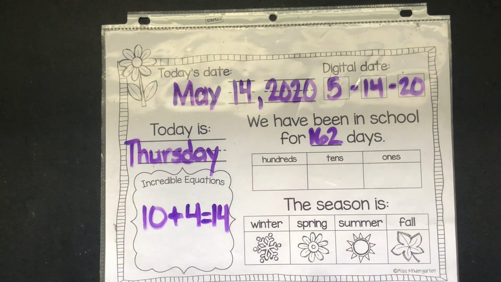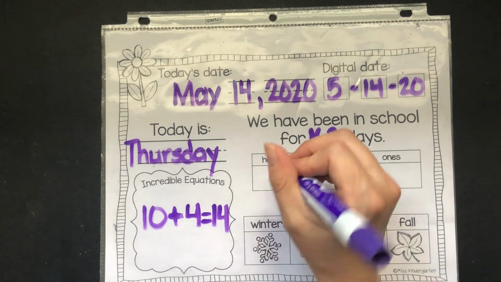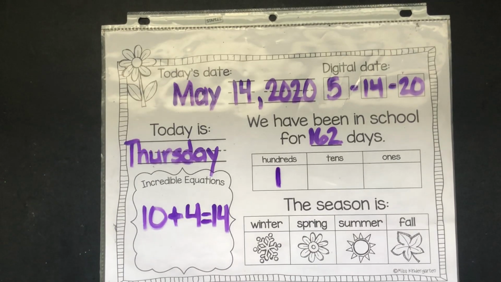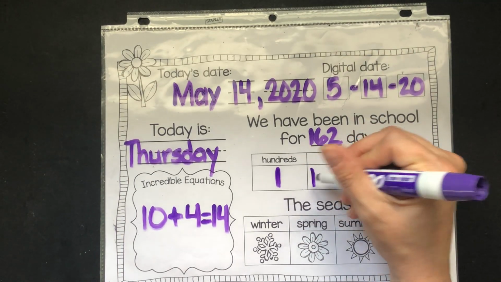Hundreds, tens, ones. What number's in the ones place? I'm sorry, the hundreds place? A 1. I flipped that around. What digit is in the tens place? A 6.